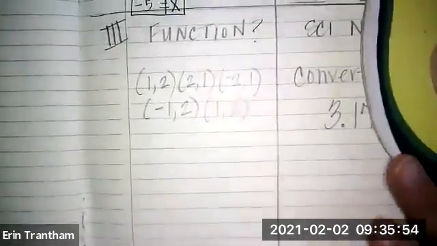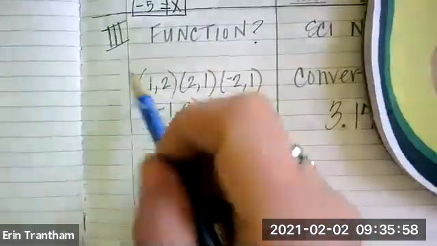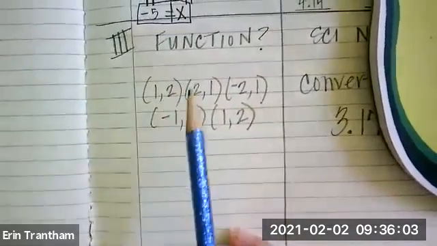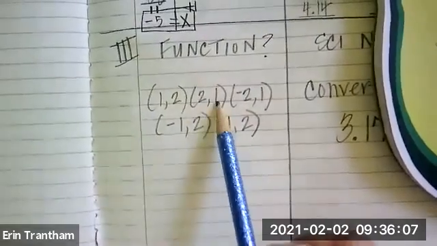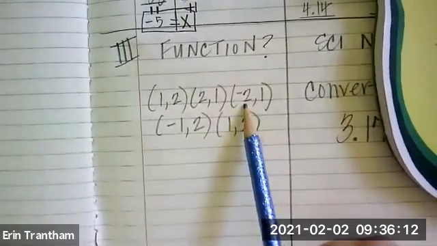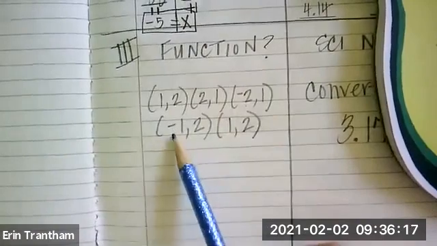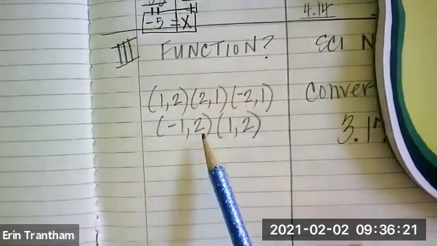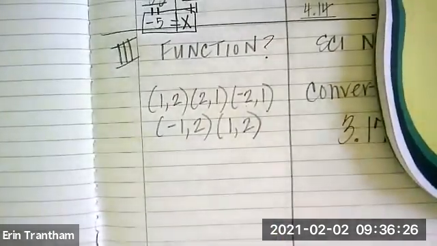Okay, so can you write, this is called a relation. It's just a list of coordinate pairs. So we have 1, 2, 2, 1, negative 2, 1, negative 1, 2, and finally 1, 2. So we have 5 coordinates.